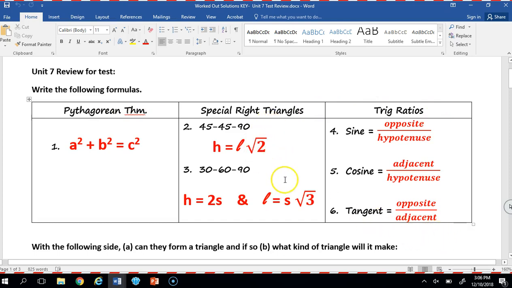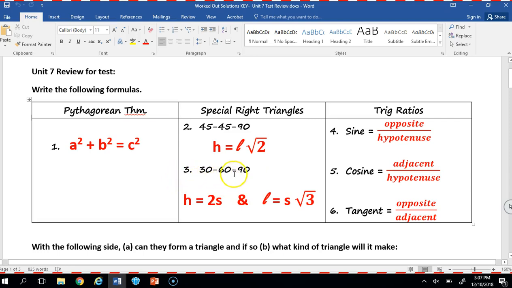However, these three formulas here, the one for the 45, 45, 90 and the two for the 30, 60, 90, are not on the formula sheet. So you need to make sure that you have these memorized for the test. For 45, 45, 90, the hypotenuse is equal to the leg times the square root of 2. And remember that we know that it's a 45, 45, 90 because two legs are congruent, thus two angles are congruent, or two angles are congruent, thus two legs are congruent.